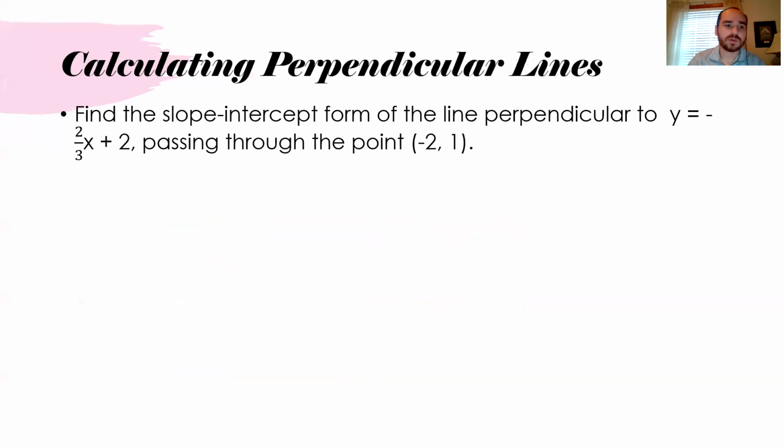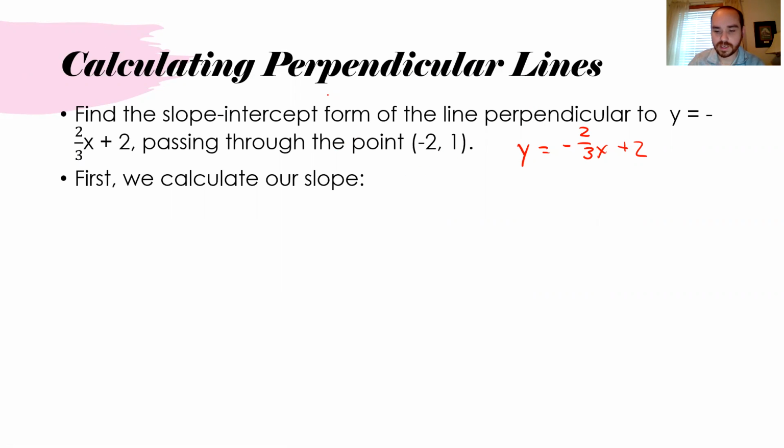So let's run through one example problem of perpendicular lines. We want to find the slope-intercept form of the line perpendicular to y equals -2/3 x plus 2, passing through the point -2, 1. First we want to calculate our slope. We invert, we give it the opposite sign. So in this case, we're going to have +3/2. So m1 is the one we're given, and m2 is the one we solved for, 3/2.